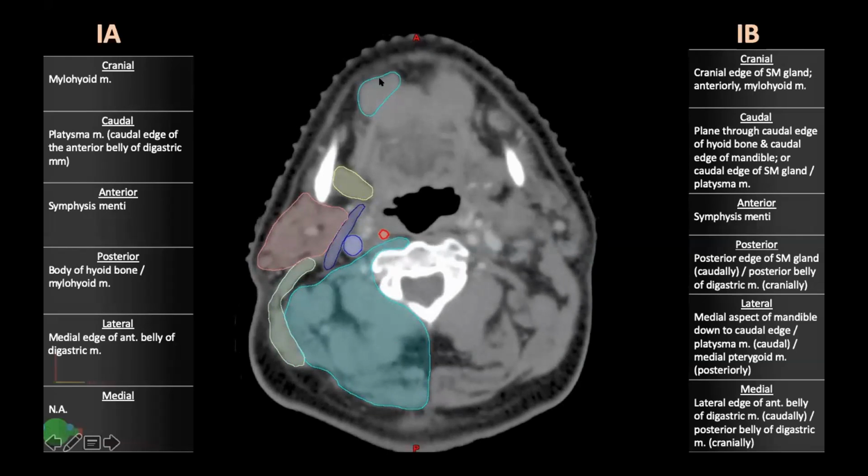So this here is the anterior belly of digastric. This here is the posterior belly of digastric. They unite at a common tendon. So this is the right anterior belly of digastric. This is the left anterior belly of digastric.